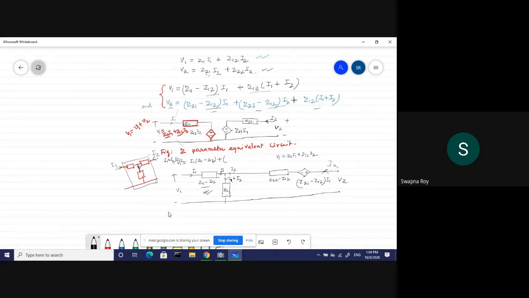This figure is known as the Z-parameter equivalent circuit.